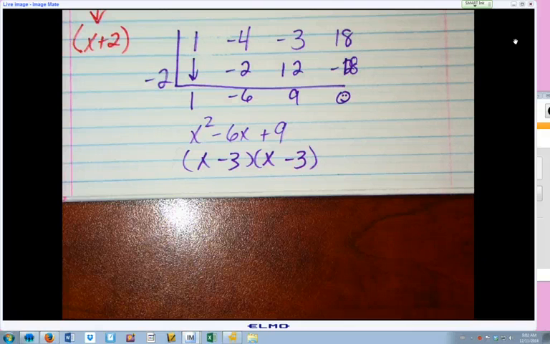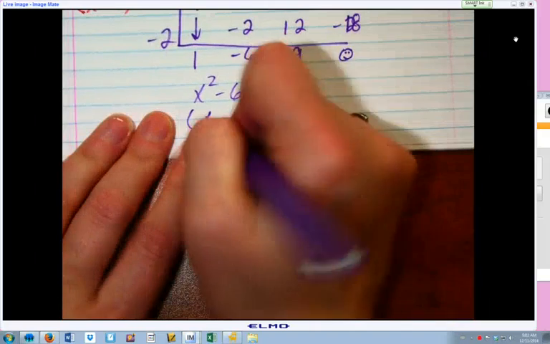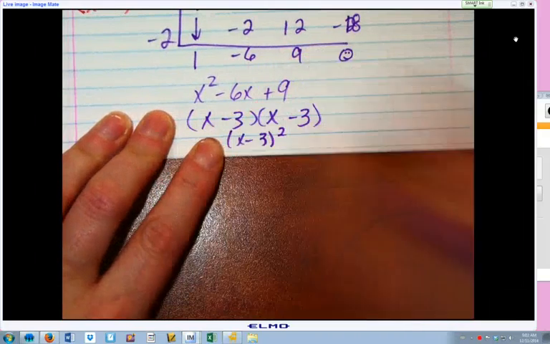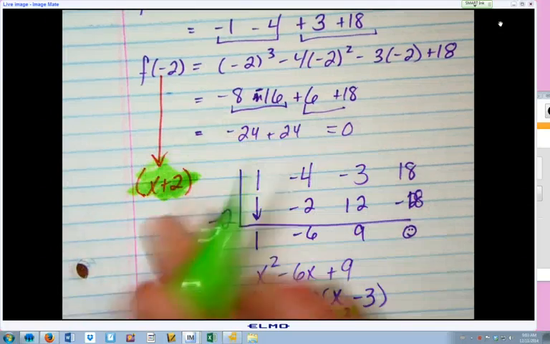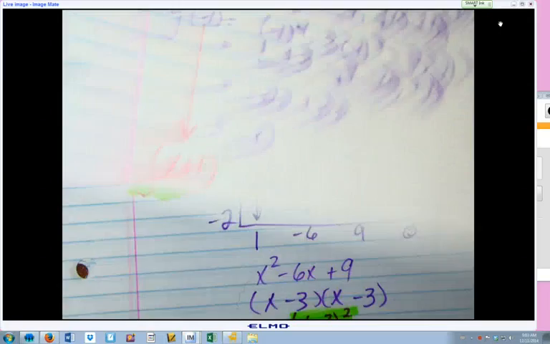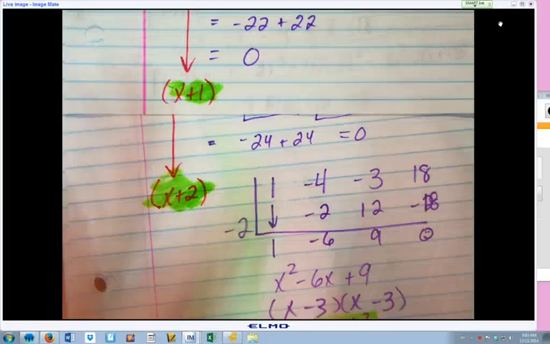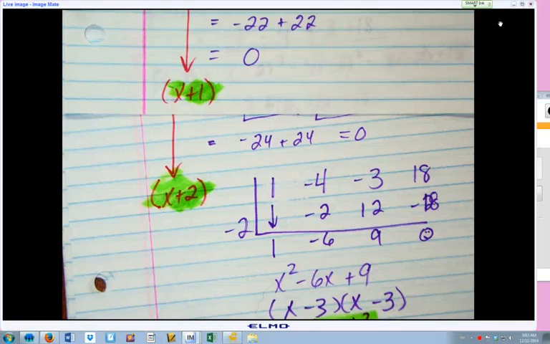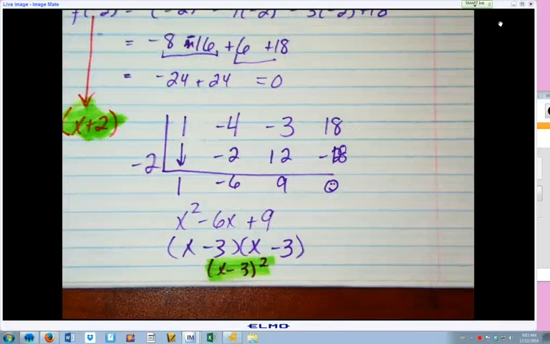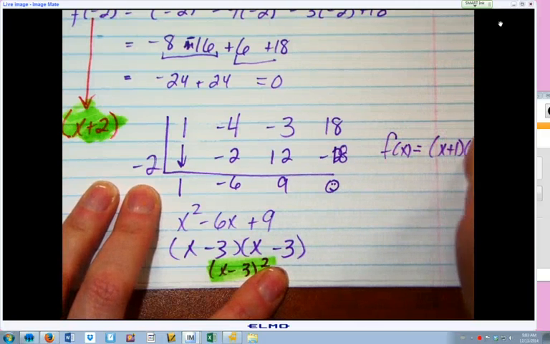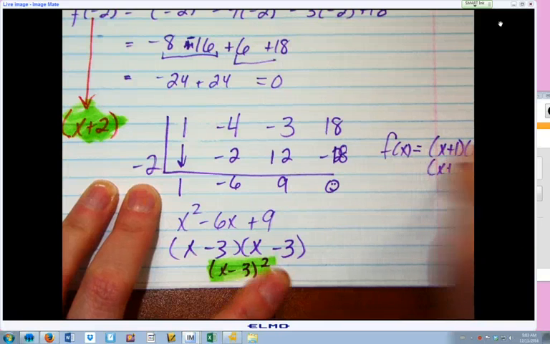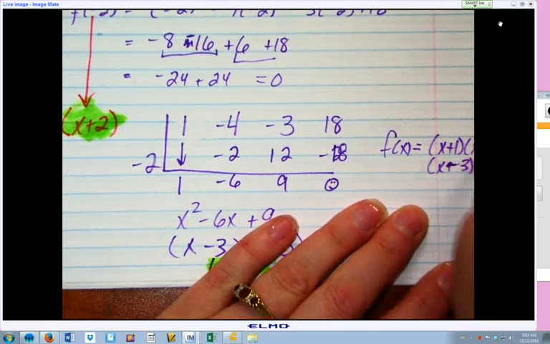Confirm? Yep. Now, how would we actually write that? Because we wouldn't write it as x minus 3, x minus 3. X minus 3 squared. Okay. So that's one of our factors. We had our x minus 2, which again is why I write it in red and really obvious, because we tend to forget them. We had our x minus 1. So now we just finish it up. So f of x equals x plus 1 times x plus 2 times x minus 3 squared.